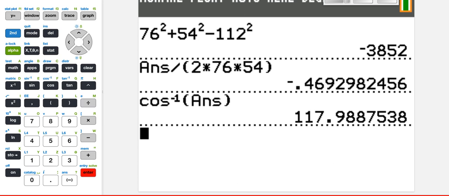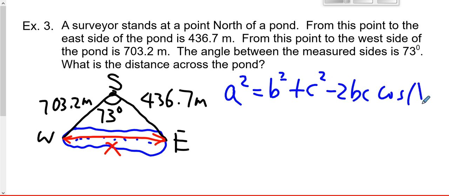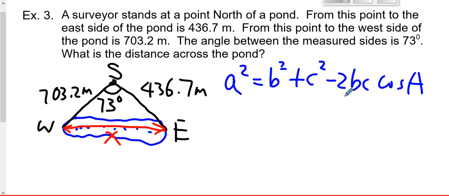Alright, so we can still write this down here. Wrong color. So A squared equals B squared plus C squared minus 2BC cos A. This time I'm not going to change the notation. Whatever I'm trying to find, I call that X. And then the squares of the lengths of the other two sides, it doesn't matter which one is which.